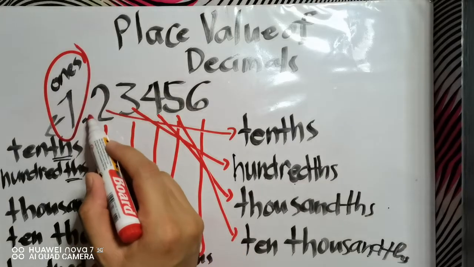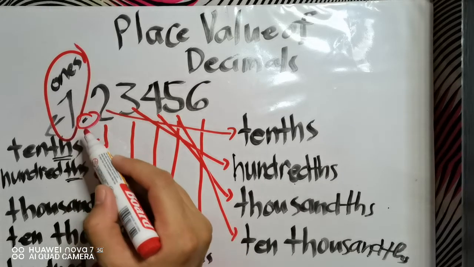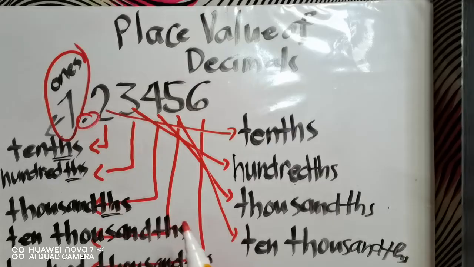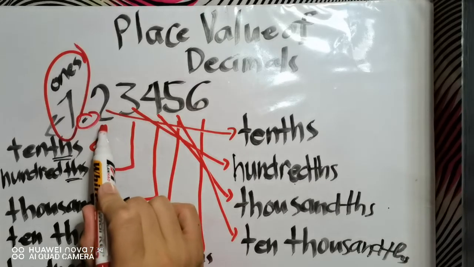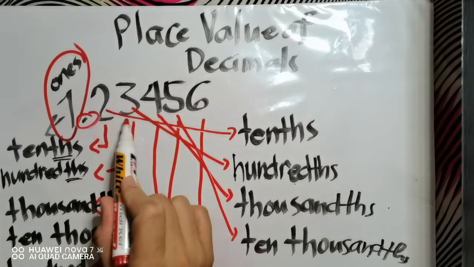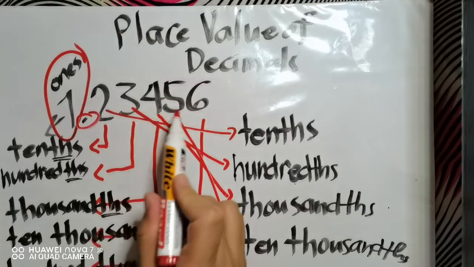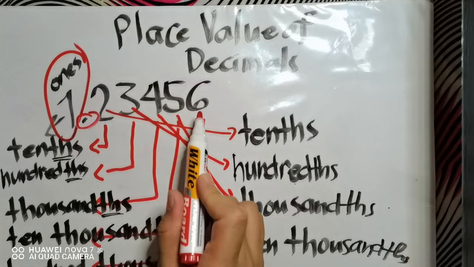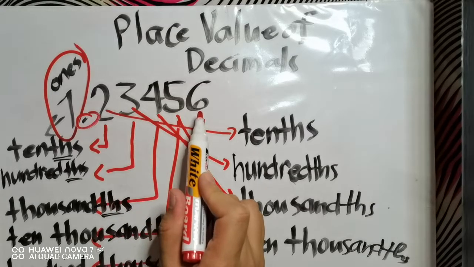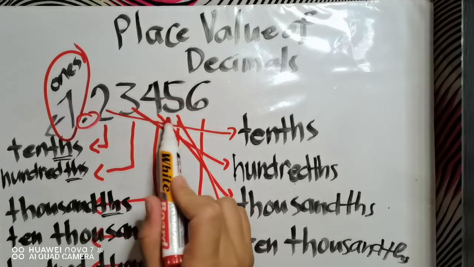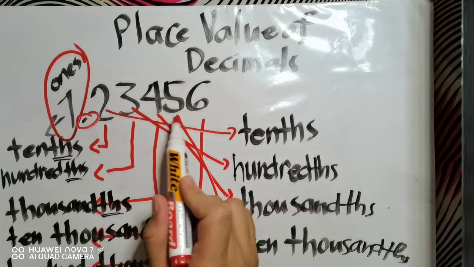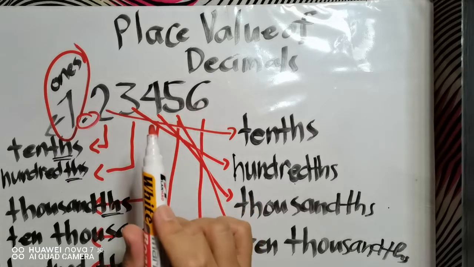Ito ay ang decimal point. Ang basa ay "and," followed by the first digit, which is tenths, hundredths, thousandths, ten-thousandths and hundred-thousandths. Pero sabi ko nga, we will be focusing only until the ten-thousandths. Wag muna tayo sa hundred-thousandths.